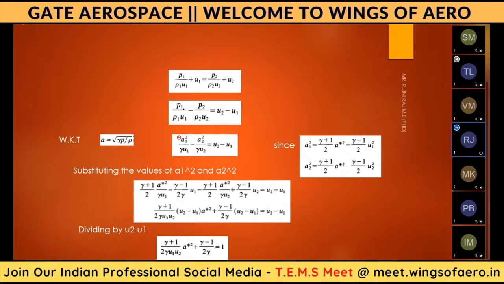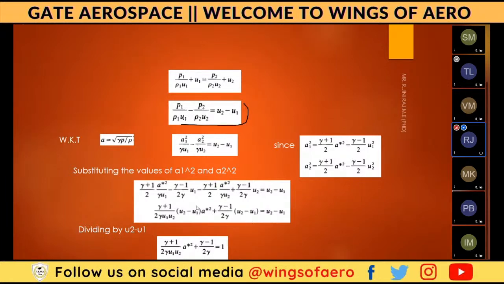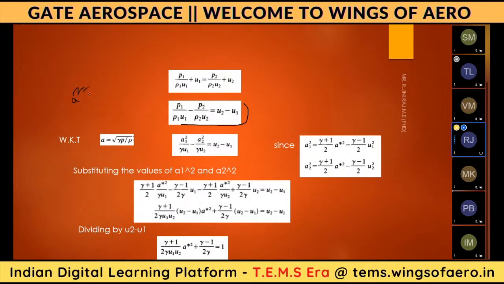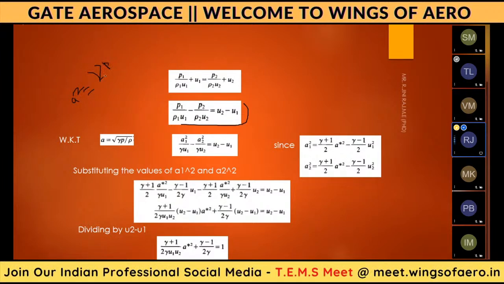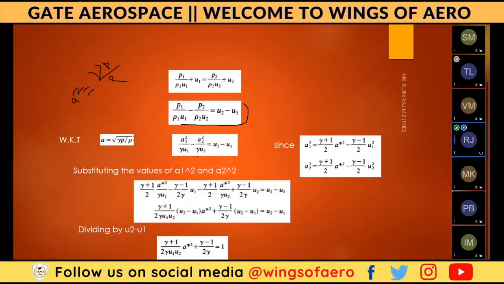So p1 by rho1 u1 minus p2 by rho2 u2 equal to u2 minus u1. We know p by rho equal to gamma p, a equal to square root of gamma p by rho. That means a square equal to gamma p by rho. So by substituting it here, it will become a1 square divided by gamma into u1 minus a2 square divided by gamma into u2, that is equal to u2 minus u1.